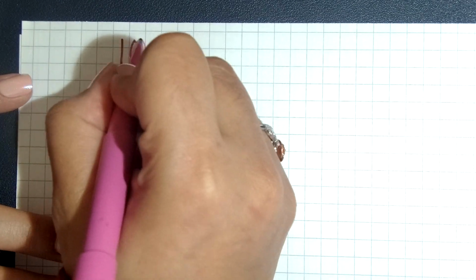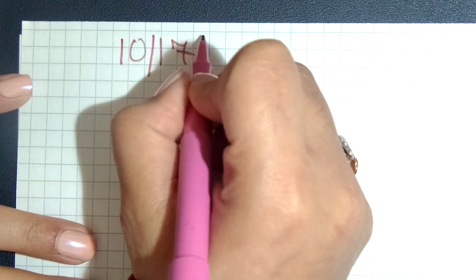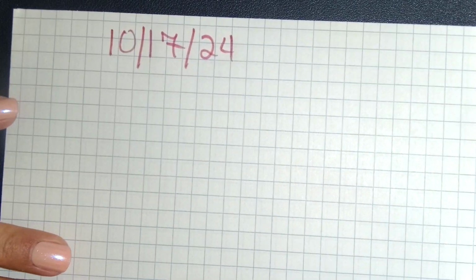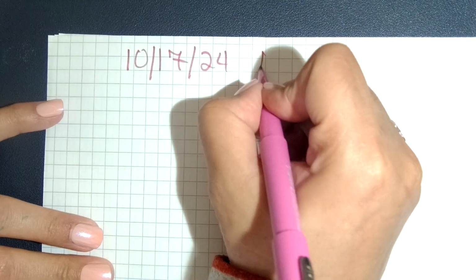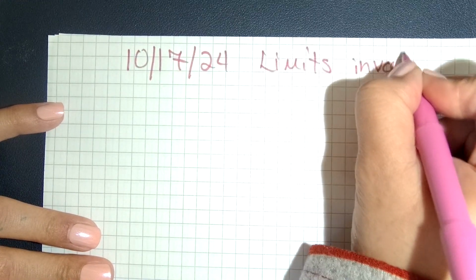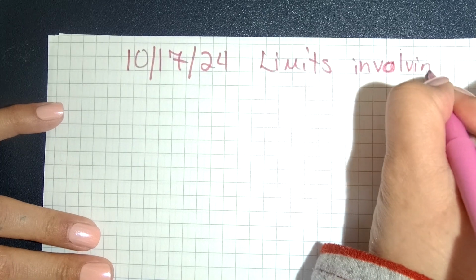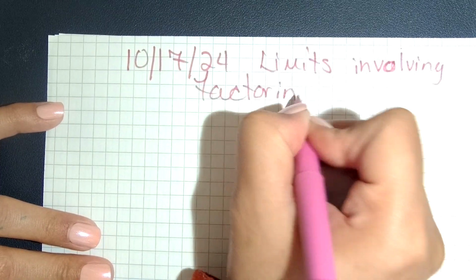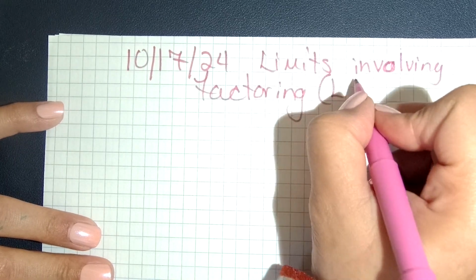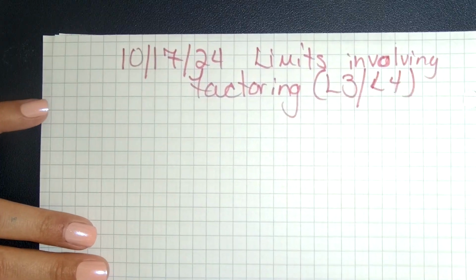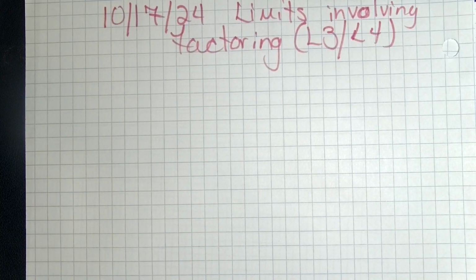So today is the 17th. We are going to be talking about limits involving factoring. This is a level 3 and level 4 skill. Today we're only going to work on level 3 things though.